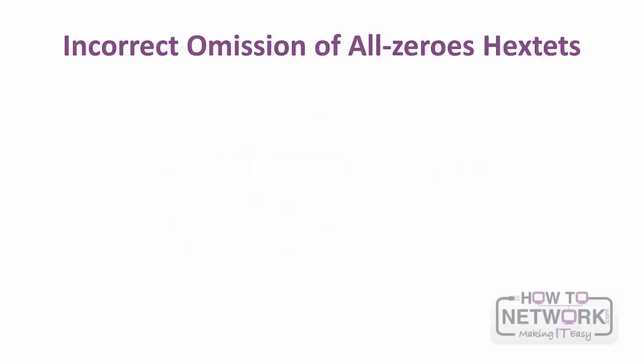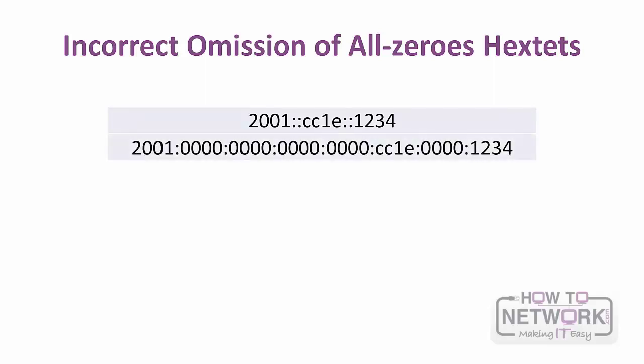As we already mentioned in the previous slide, only a single contiguous string of all zero segments can be represented with the double colon. Otherwise, the address would be ambiguous. Here is an example of an incorrect address using two double colons. There are 4 possible ambiguous choices.